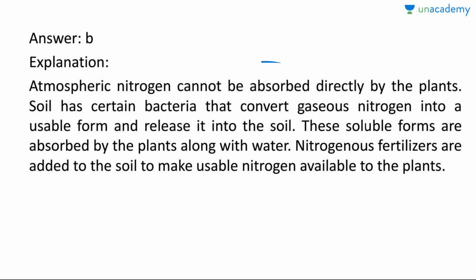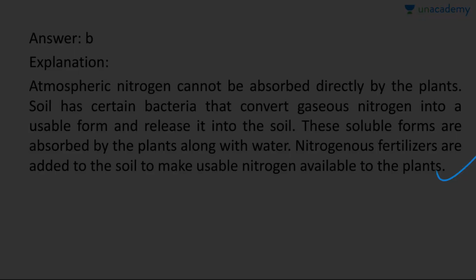Atmospheric nitrogen cannot be absorbed directly by the plants. Soil has certain bacteria that convert gaseous nitrogen into usable form and release it into the soil. With lightning, nitrogen comes through the rain to the soil, then it converts into ammonia. The entire thing is called the nitrogen cycle, and when plants die, this nitrogen is taken back to the atmosphere. These soluble forms are absorbed by the plants along with water. Nitrogenous fertilizers are added to the soil to make usable nitrogen available to the plants.